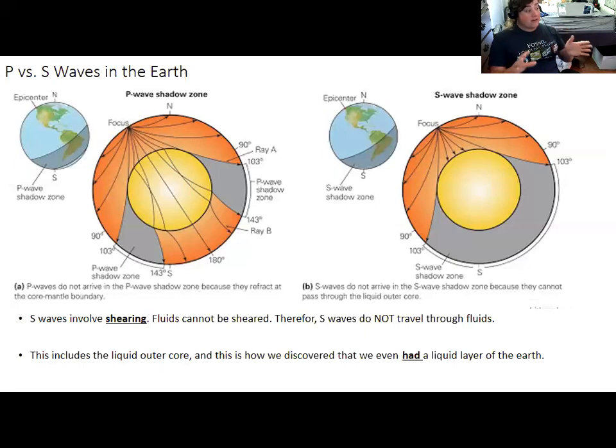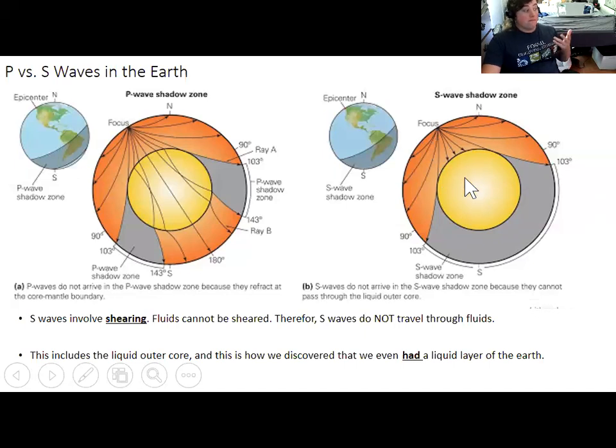Now, the fact that scientists were even able to determine that the outer core of the Earth was liquid was that they were able to realize that the S waves produced by an earthquake on this side of the Earth simply didn't travel to the other side of the Earth. If they hit the outer core, they simply stopped because the energy couldn't travel through the outer core.